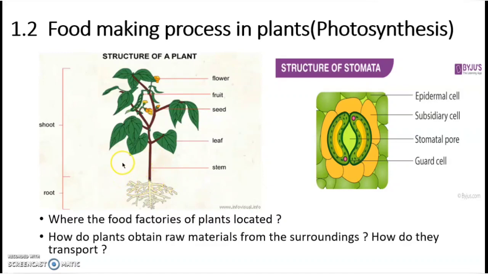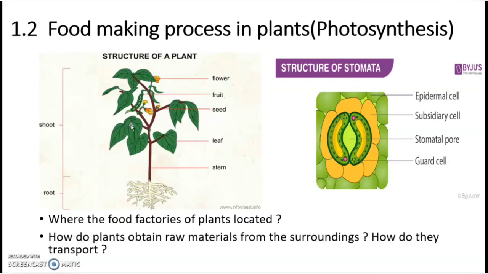You can observe the structure of a plant. In a plant, we can see underground roots. Above the ground, we can see the shoot system. In the shoot system, we can see stem, then leaves, flowers, fruits. Among these parts, some of the parts we can see in greenish color. Especially leaves are more greenish than other parts.